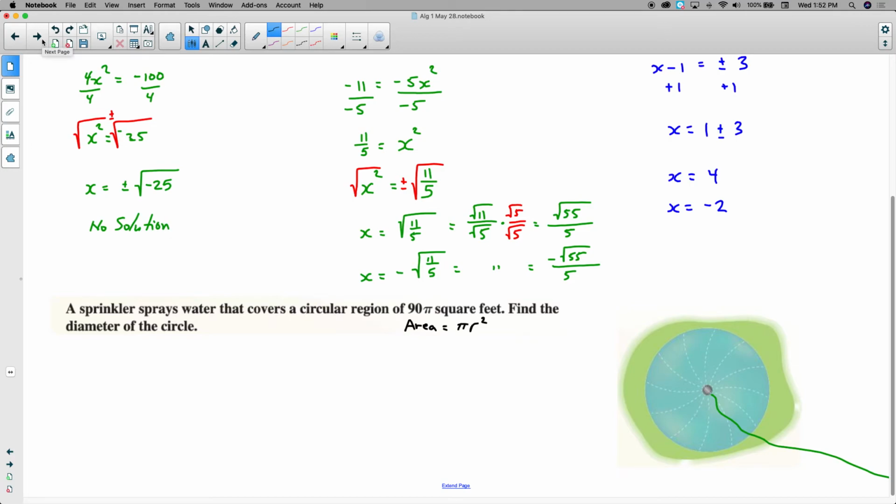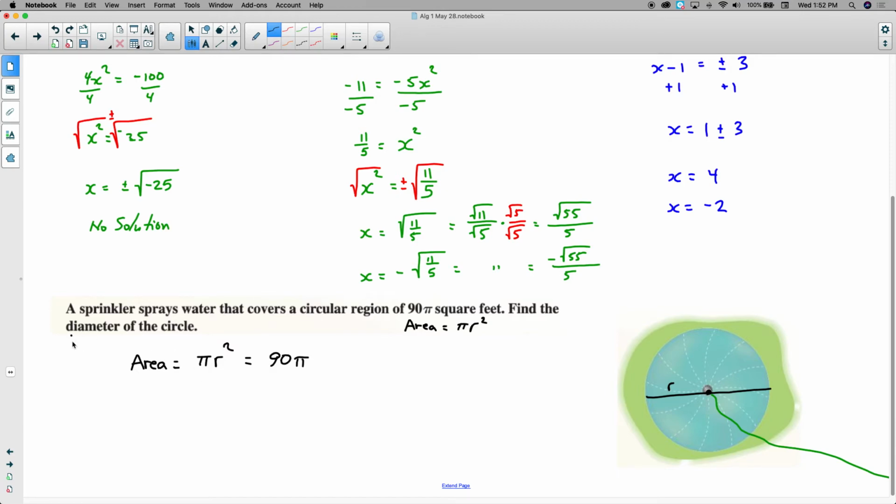Okay, find the diameter of the circle. So we want to find the diameter, but in order to find the diameter, I'm going to find the radius and double it. By formula, the area of a circle is pi r squared, and given to me in the problem is that the area here is 90 pi. So we're going to solve for r, and then double it because they want the diameter.